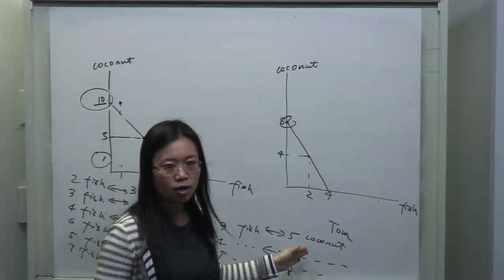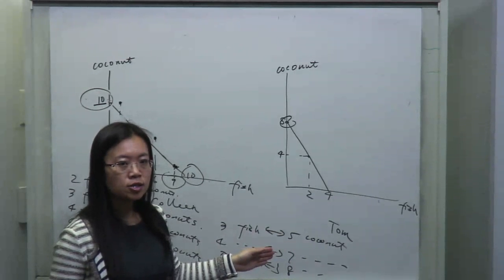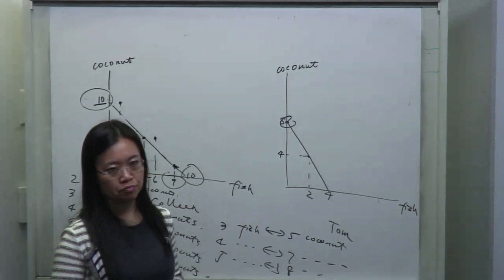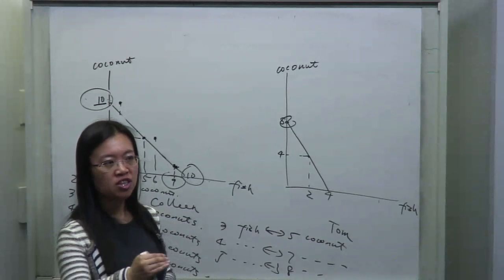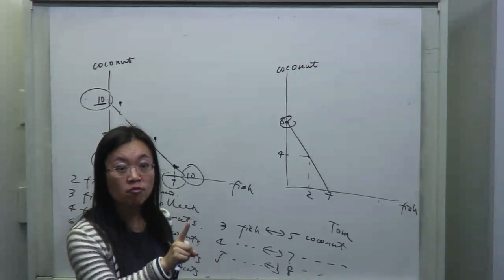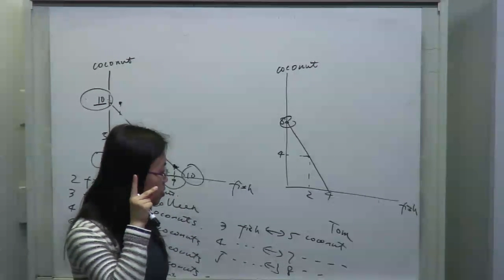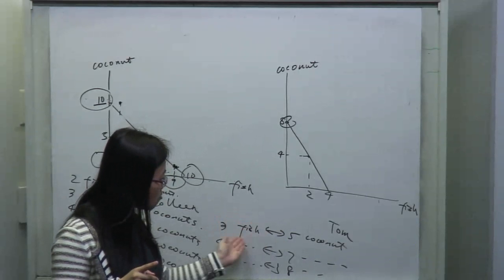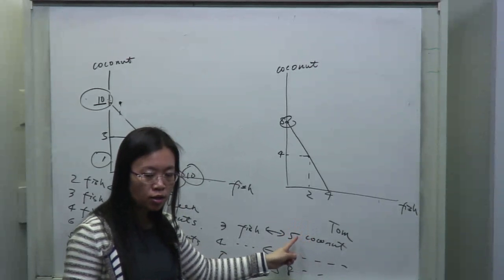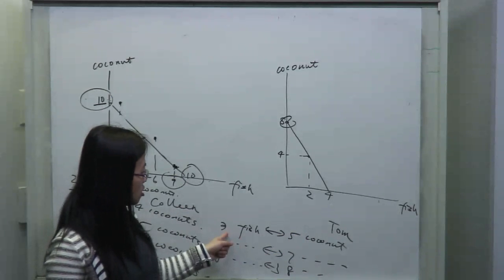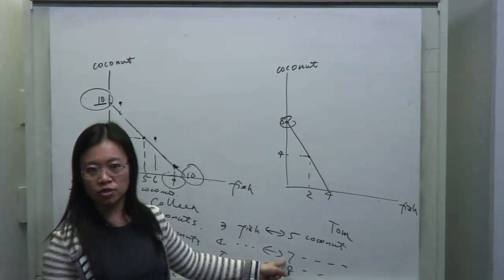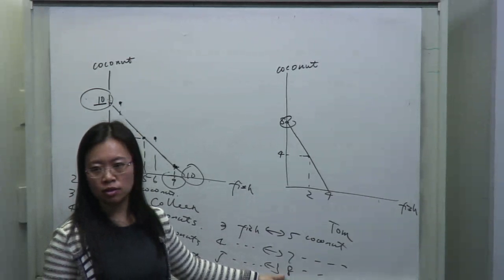Okay. Now let's look at Tom's side. The trade-off for Tom is 1.5, right? If you give up one coconut, you can get half a fish. If you give up 2 coconuts, you can get 1 fish. So if the number of fish you're getting is more than half of the coconuts you are giving up, then you're happy. This 3 is bigger than half of the 5, this 4 is bigger than half of the 7, and this 5 is bigger than half of the 8.